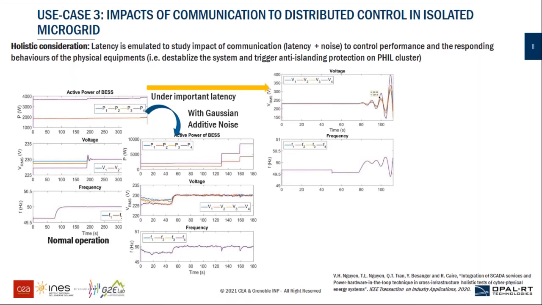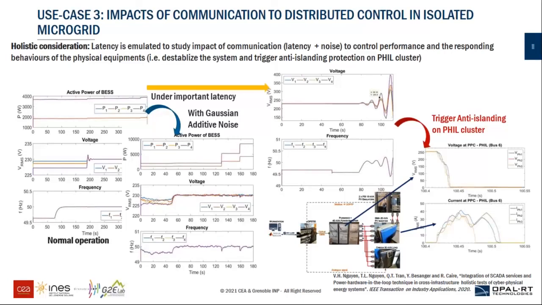And to be sure about the performance of the control, we are putting it under a stress test by introducing an important latency between the microgrid controller and the local controller. As you can see, when the latency reaches 500 milliseconds, the voltage becomes destabilized and the frequency also. So this instability leads to a disconnection of the power hardware in the loop cluster, and the PV inverter successfully detected the islanding condition and disconnected the load within 108 milliseconds, which satisfies the requirement of the standard.